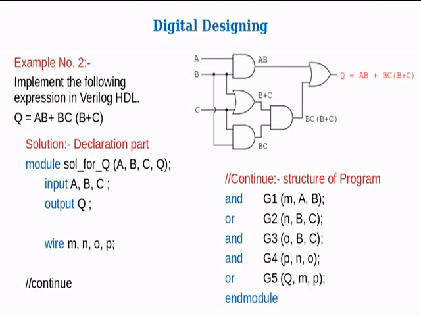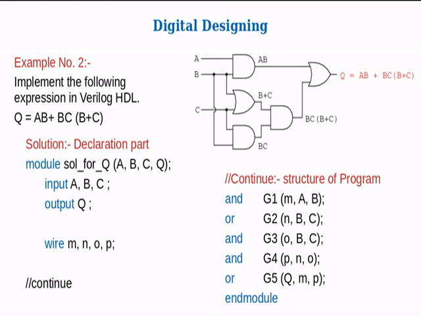Let's consider another example which is a little more complicated than the first one. Here we have to implement a Verilog HDL code for the expression Q is equal to AB plus BC and B plus C. So if we draw a schematic diagram for this equation, it will look like as shown in the figure. So now you have to write a Verilog HDL code for this design.